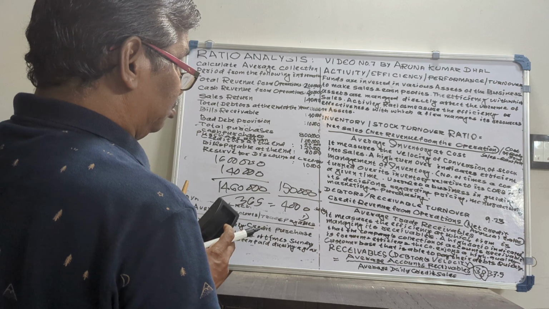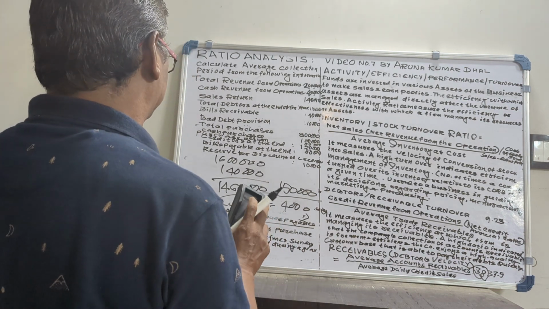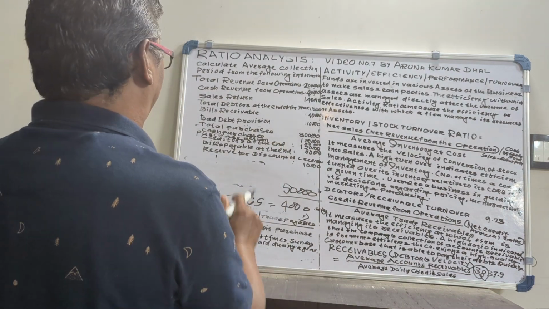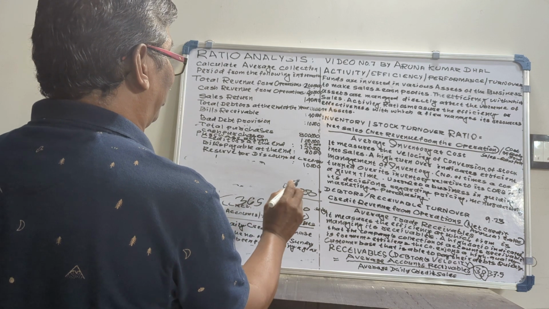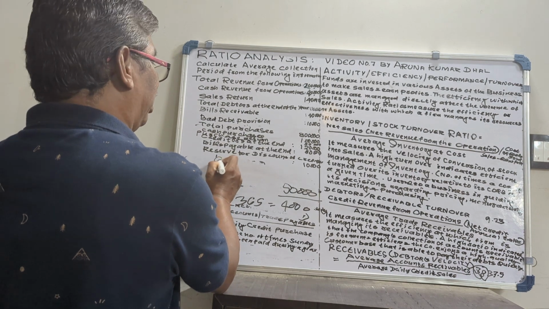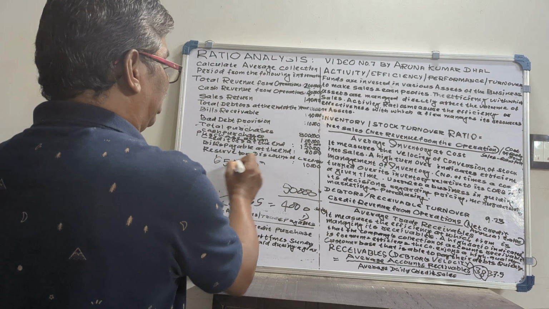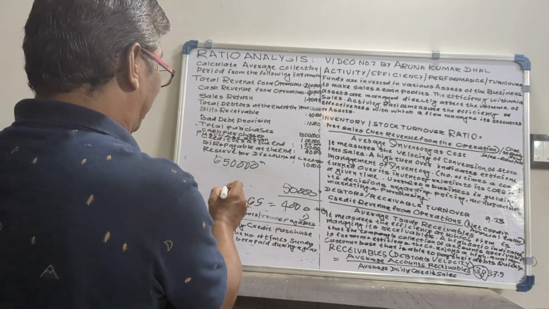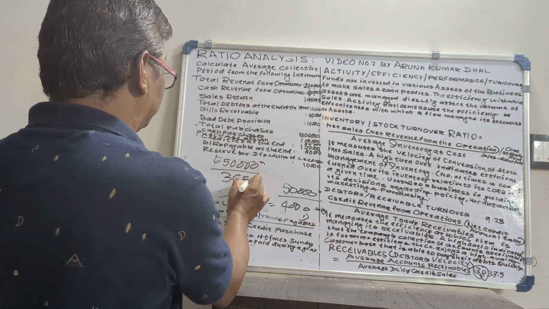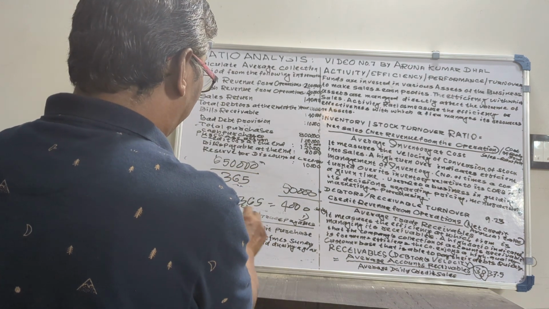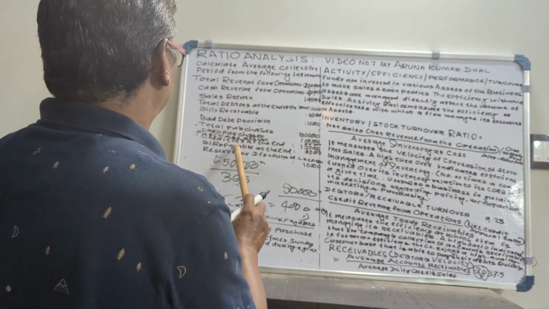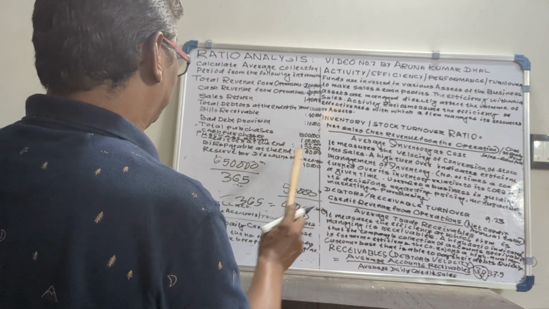Then in payables or creditor velocity, it is given: total purchase 8 lakh, cash purchase 1 lakh, so 8 lakh minus 1 lakh is 7 lakh, less purchase return 50,000, so it is 6 lakh 50,000. So 6 lakh 50,000 divided by 365. Then average accounts or trade payable here is sundry creditors 1,20,000, bills payable 2 lakh.